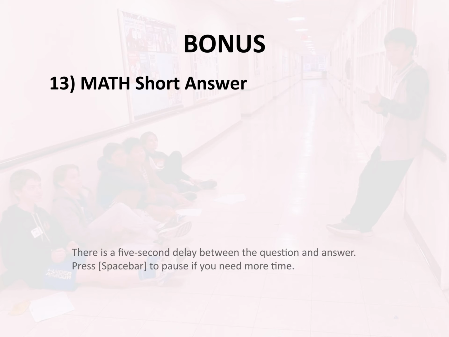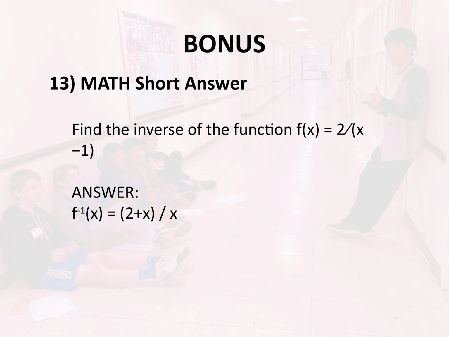Bonus 13. Math. Short answer. Find the inverse of the function f of x equals 2 divided by quantity x minus 1. Answer: the inverse function of f of x equals quantity 2 plus x over x.